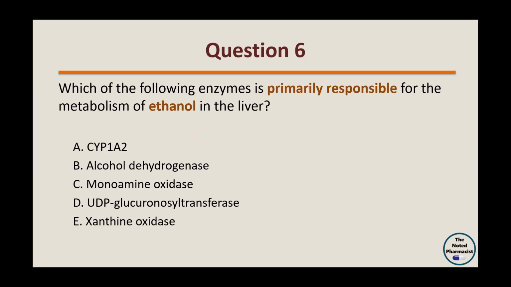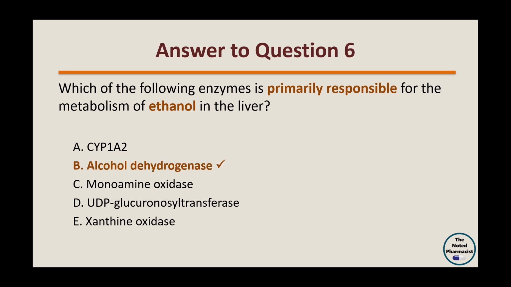Question 6. Which of the following enzymes is primarily responsible for the metabolism of ethanol in the liver? Option A, CYP1A2. Option B, alcohol dehydrogenase. Option C, monoamine oxidase. Option D, UDP-glucuronosyltransferase. Option E, xanthine oxidase. The correct answer is option B, alcohol dehydrogenase.